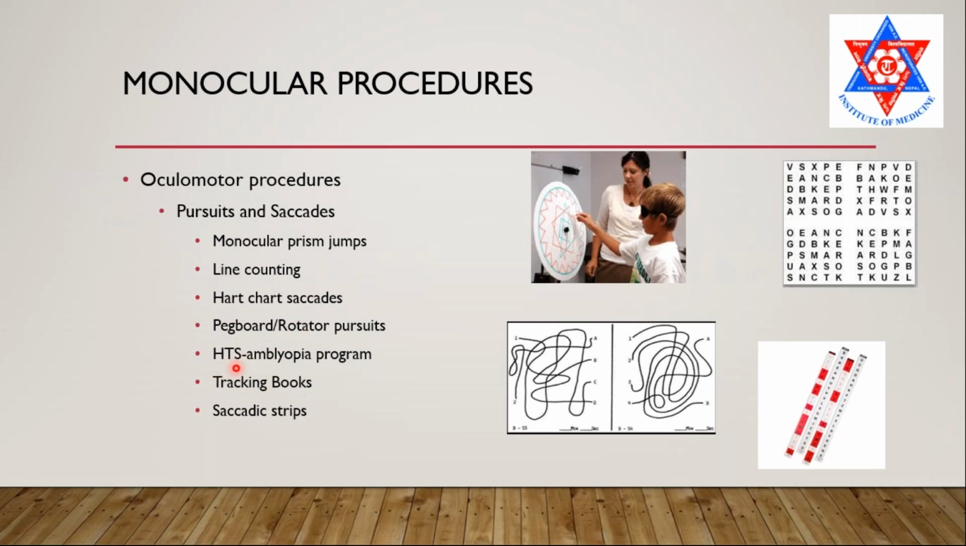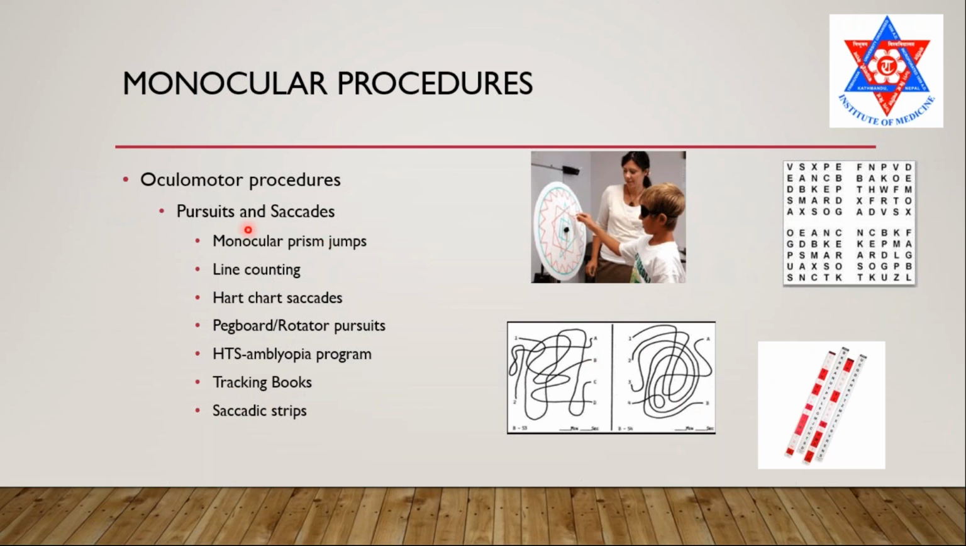And there is an amblyopia program called HTS that we can perform either at the office or at home. Some of these activities we can perform as office therapies, and some we can ask the patients to do at home. So basically: monocular prism jumps, line counting activities, the Hart chart saccades, the pegboard rotator, the HTS INET amblyopia program, the tracking books, and the saccadic strips. Saccadic strips are like this. We can train pursuits and saccades.